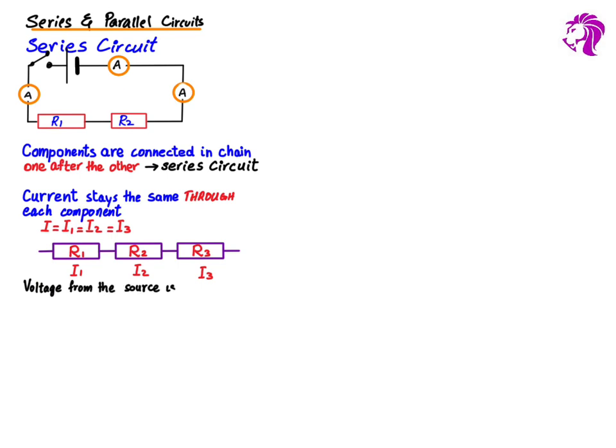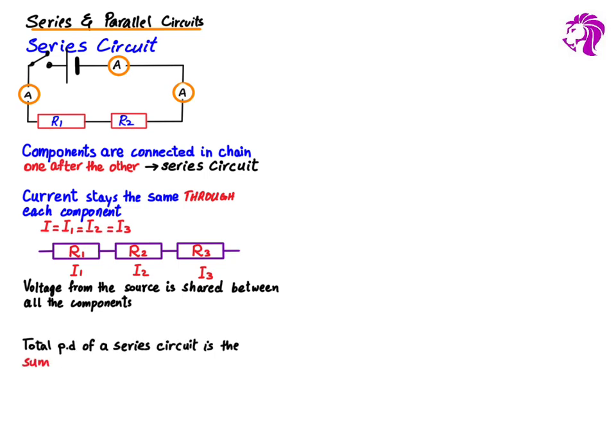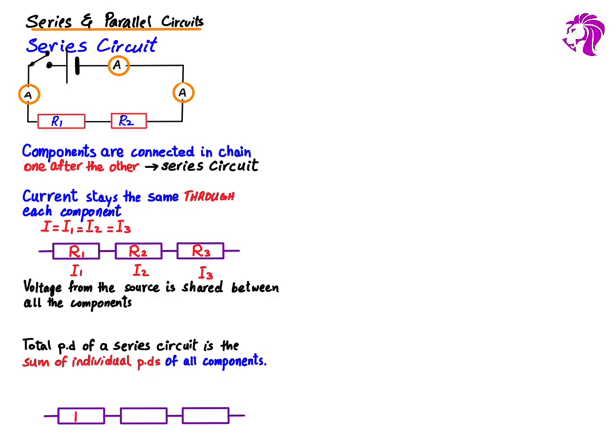I have talked about current. Current in series stays the same. If I talk about voltage, voltage from the source is shared between all components. Voltage from the source is shared between all components, right? So let's say each of the resistors R1, R2, R3 has a voltage V1, V2 and V3 respectively, just like this.